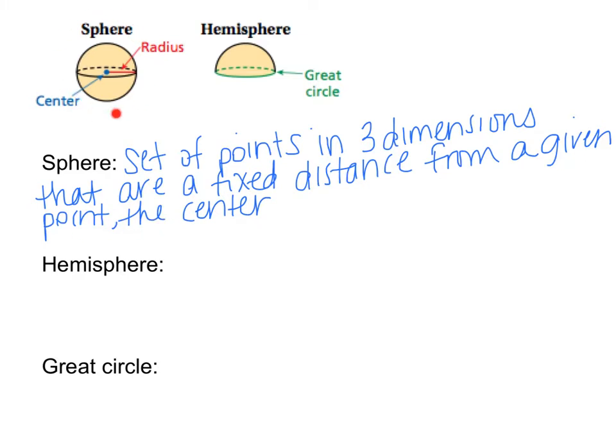So here is an example of a sphere. You can see that that blue point is the center. And then we still have that radius and that circle going around it, but then we also have this circle on the outside creating the sphere, or the 3D object.